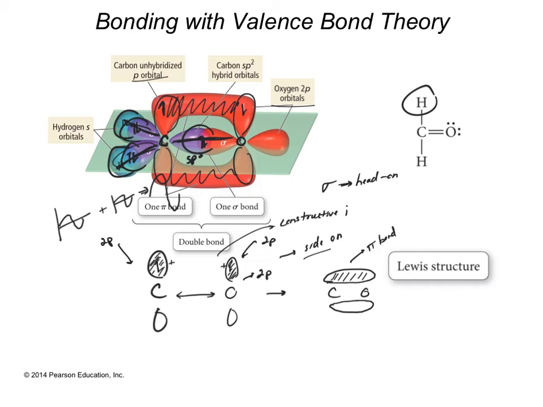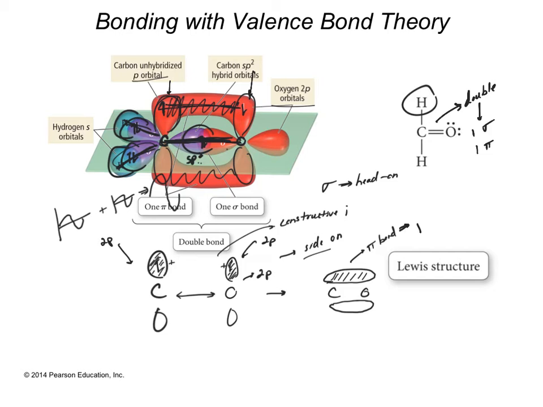Okay, so note, this bond between carbon and oxygen here is the result of a head-on orbital overlap between a p orbital of oxygen and an sp2 hybrid orbital of carbon. It's also because of the side-on orbital overlap between an unhybridized p orbital and a p orbital from oxygen, right? When we draw that in the Lewis structure, we draw it as a double bond. So a double bond results in the formation of a sigma bond and a pi bond. Double bonds are essentially one sigma, where we get that head-on orbital overlap, and also one pi.